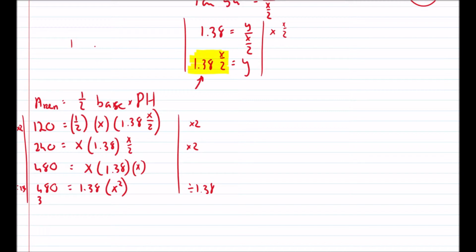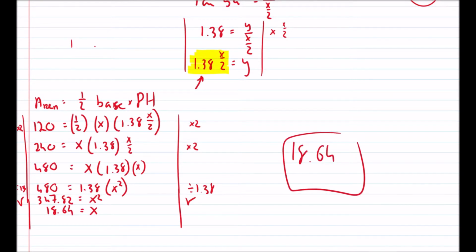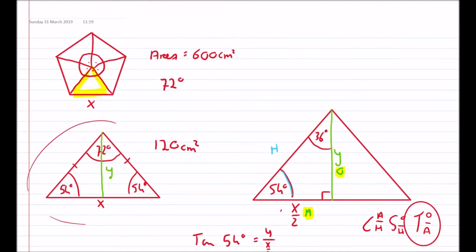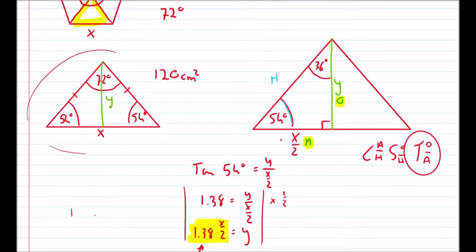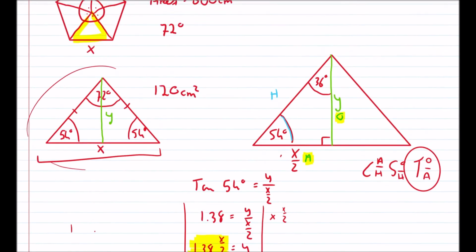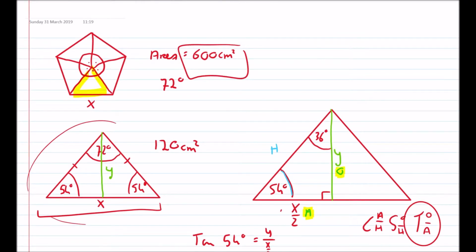I get 347.82, and that equals x squared. Just need to get the square root of both sides to find out what x is. So square root of this is x, and square root of that is 18.64. So 18.64, and it's centimeters because we're talking about centimeters squared. So that there is 18.64. And the reason I know it's centimeters is because we were told it's centimeters squared at the start.